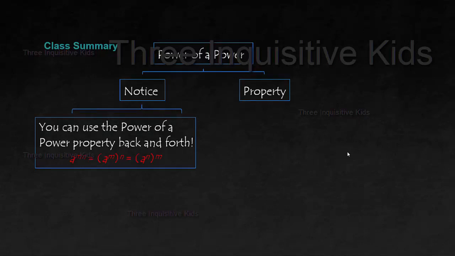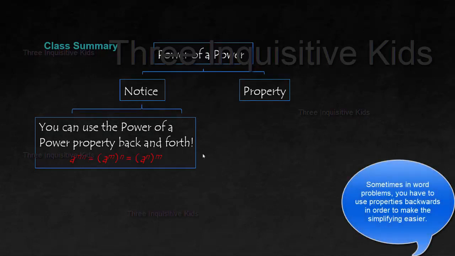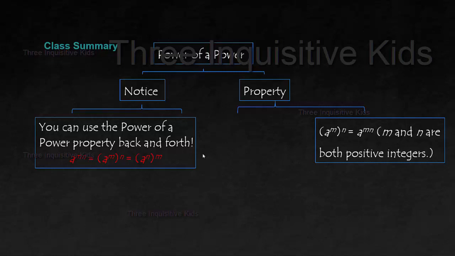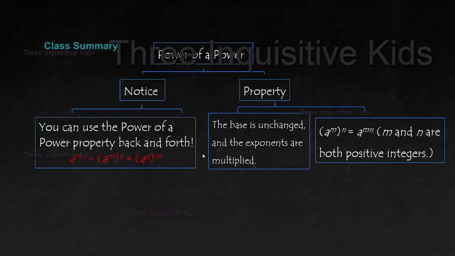You can use this property back and forth. You don't always have to go from left to right. You can also go from right to left of an equation. So a to the m to the nth power is equal to a to the mn power. And m and n are both positive integers. When you use this property, you have to make sure the base is the same and the exponents are going to be multiplied together.